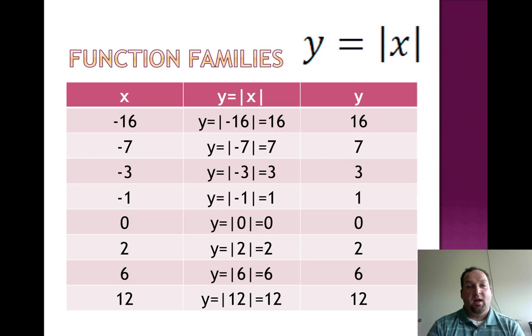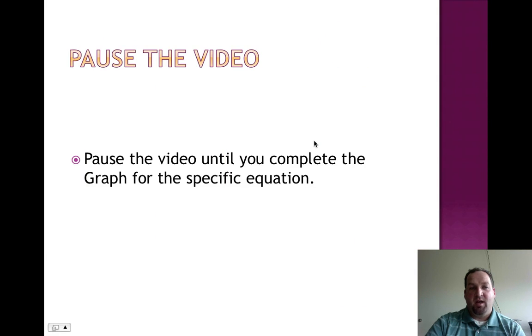Okay. You can plug in any negative or positive input value or domain value and get out a nice range value. But notice all the range values are also positive. They're always going to be positive in this case. All right, take those ordered pairs and complete the graph for y equals the absolute value of x.